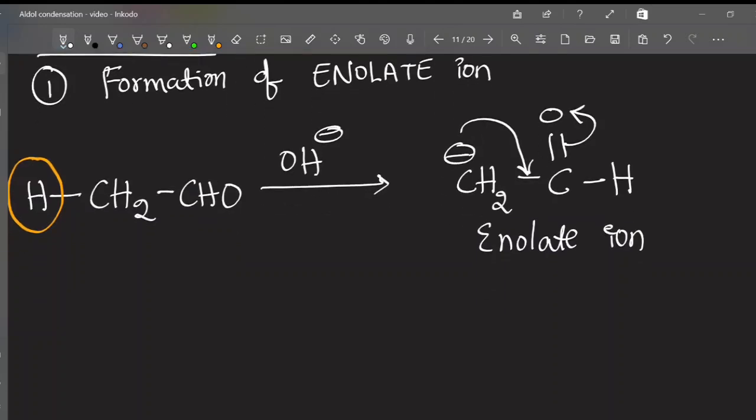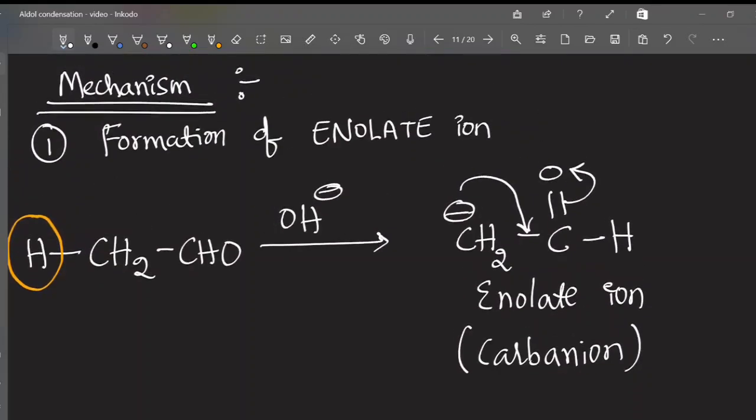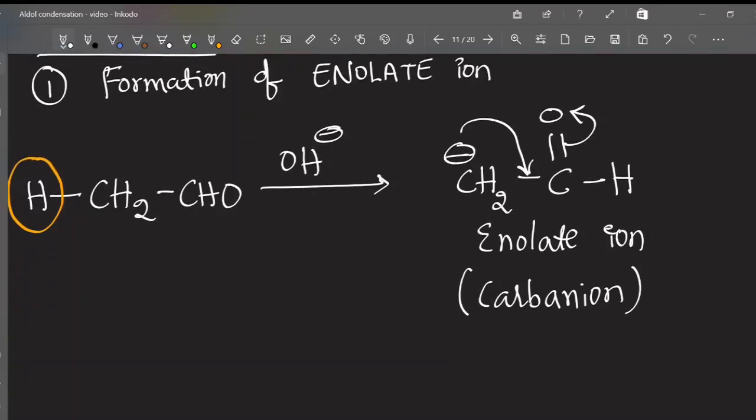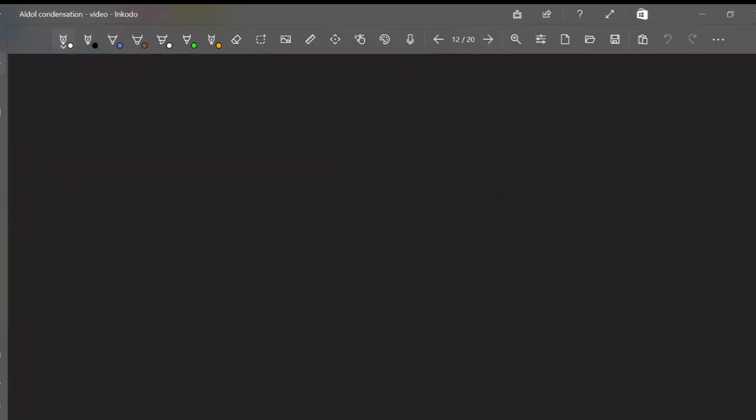And if you look at it, the carbon is having a negative charge on it, which means it's an example of a carbanion. Very important, students. This is a very important reaction. Hope you understood what is enolate and what is carbanion. Okay, and now, once the enolate ion is formed, in the second step a nucleophilic addition reaction takes place.